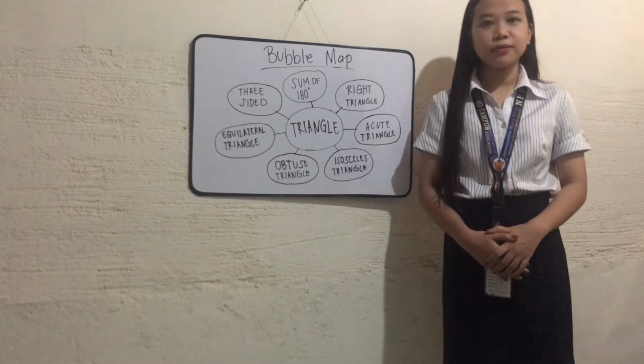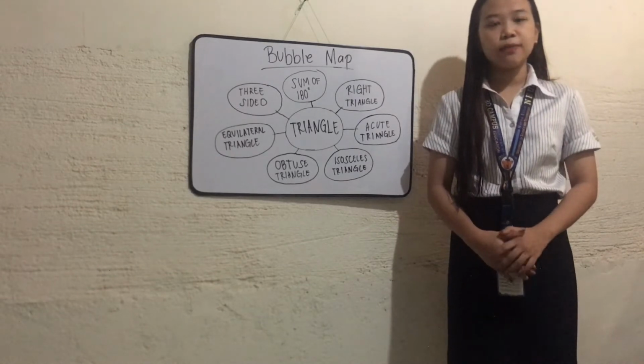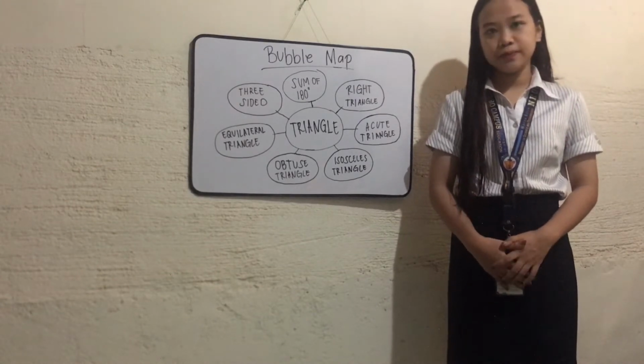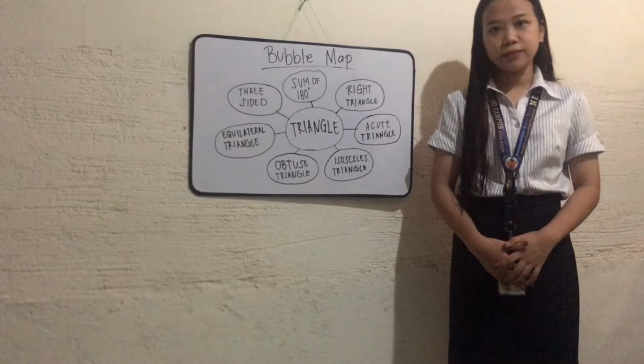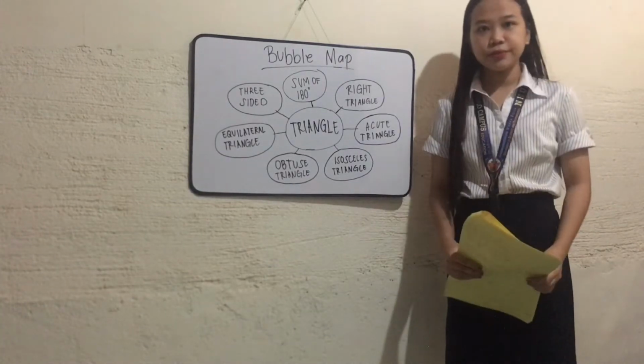Yes, Miss. Our last topic is all about the introduction of integers. That's right. How will you define the absolute value of a number? The absolute value of a number is its distance from 0 on the number line. Very good. Thank you for your answer.